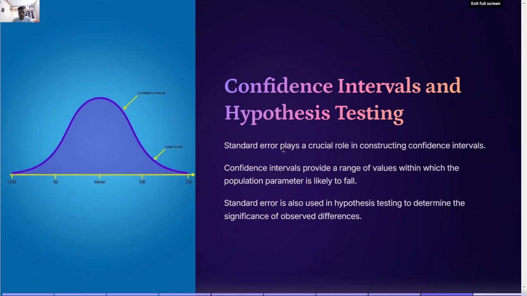Confidence intervals and hypothesis testing. Standard error plays a crucial role in constructing confidence intervals. Confidence intervals provide a range of values within which the population parameter is likely to fall. Standard error is also used in hypothesis testing to determine the significance of observed differences.